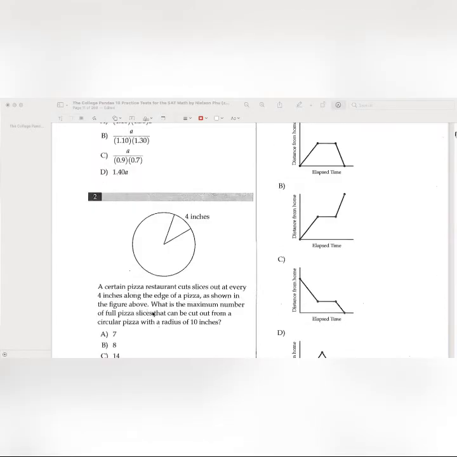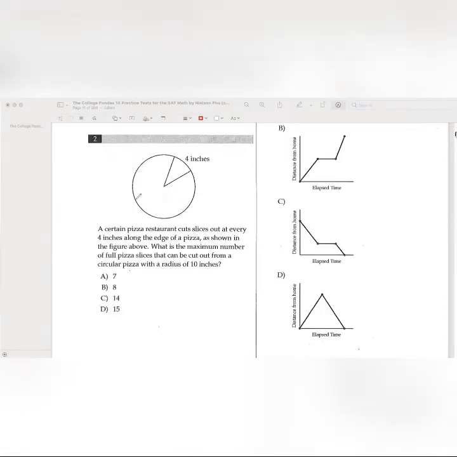A certain pizza restaurant cuts slices every 4 inches along the edge of a pizza. So the arc is 4 inches, and we know that the radius is 10. What is the maximum number of slices? We can just do 2 pi r, so that would be 20 pi.